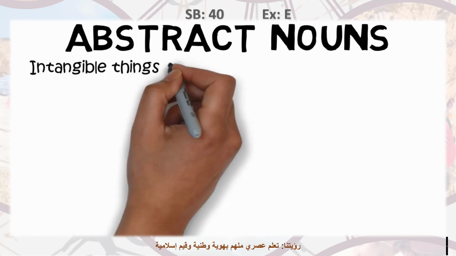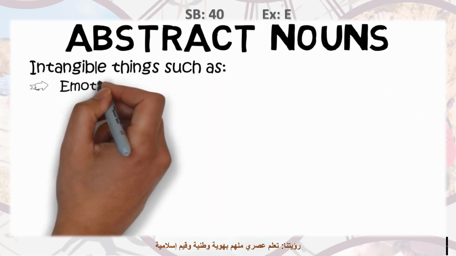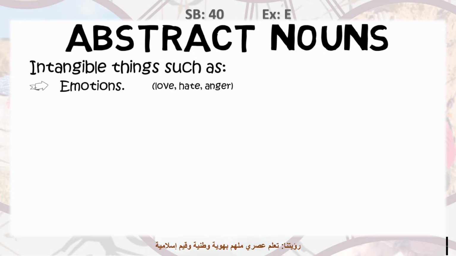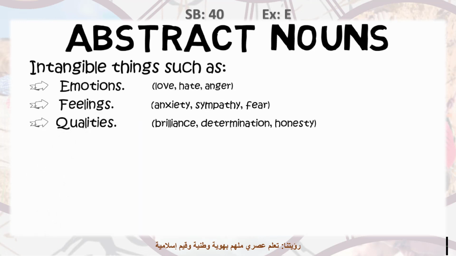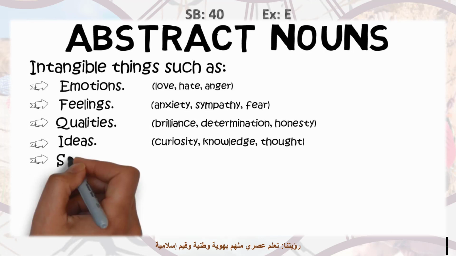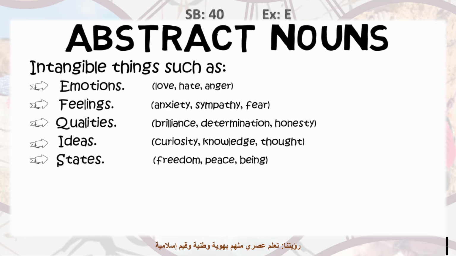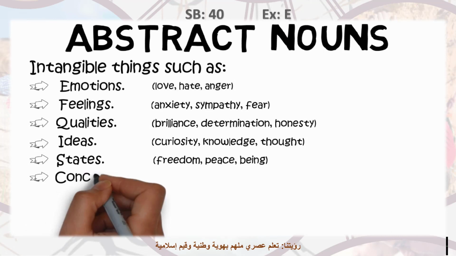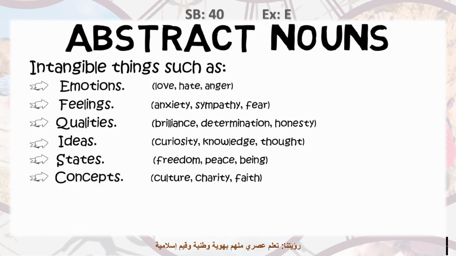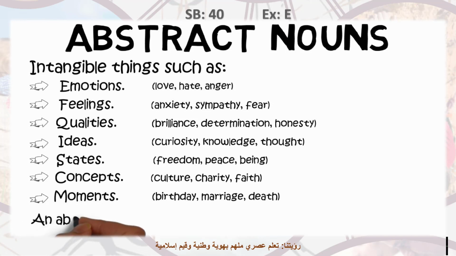Abstract nouns denote intangible things. These are things such as emotions, like love, hate, and anger. Feelings, like anxiety, sympathy, and fear. And qualities like brilliance, determination, and honesty. So you'll see these are things that you can't touch or see. Ideas like curiosity, knowledge, and a thought. States like freedom, peace, being. And concepts like culture, charity, and faith, and moments, birthday, marriage, death.